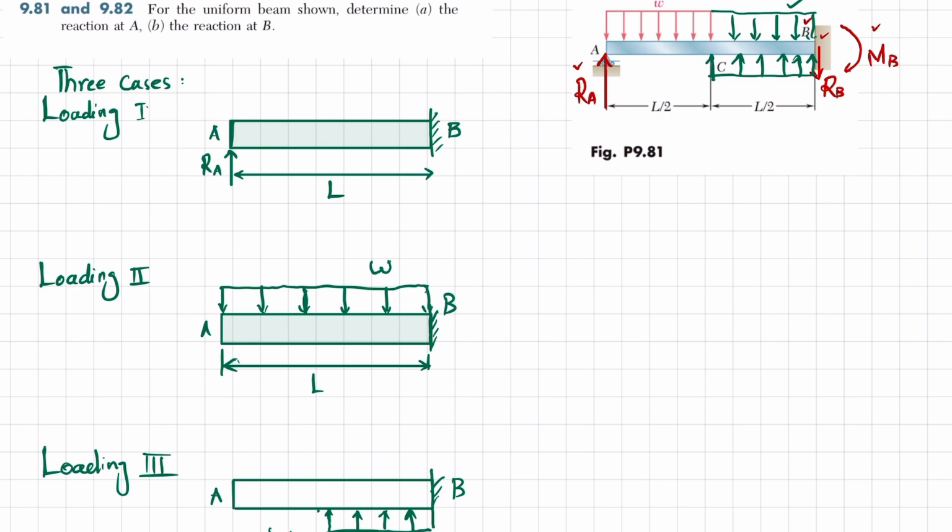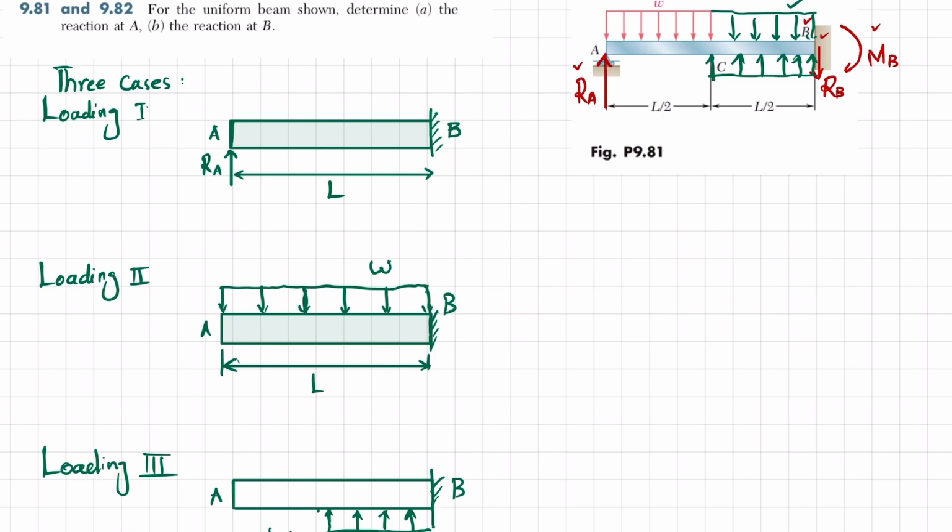and the remaining distance will also be L by 2. Now what we have done is taken this beam with the load at point A, which is RA, separately. Then in the second scenario we have taken the upper uniformly distributed load shown in the second loading, and in the third loading we have taken only this distributed load. We will find the deflection equation for each of the cases. So let's move on and solve this.